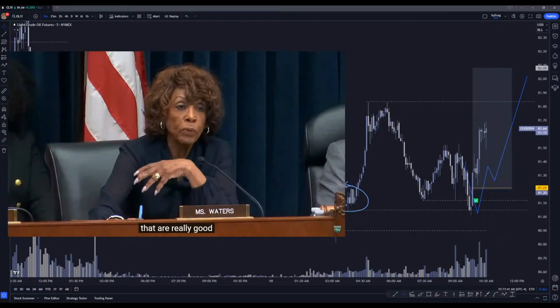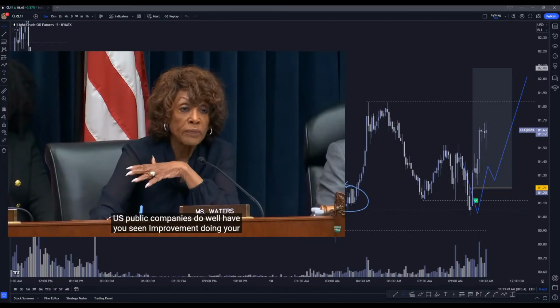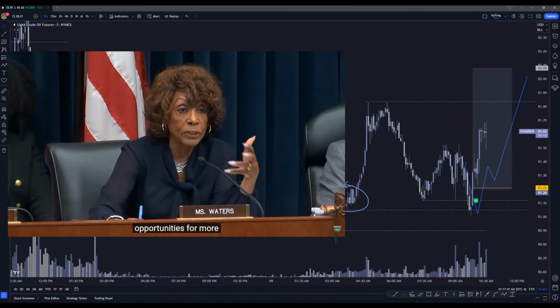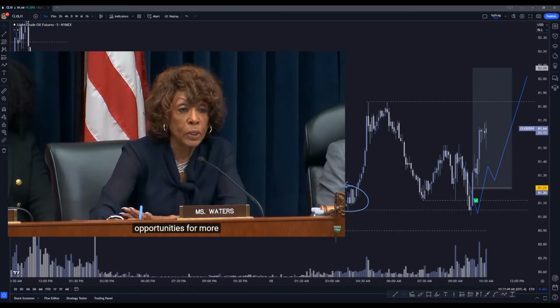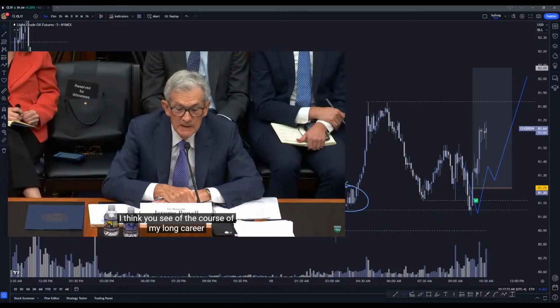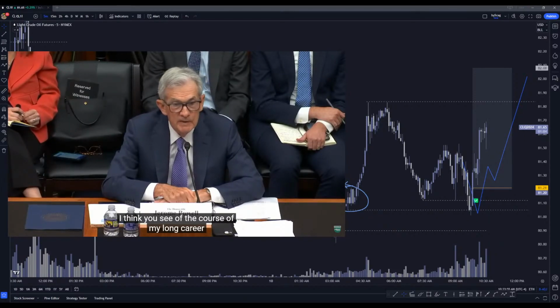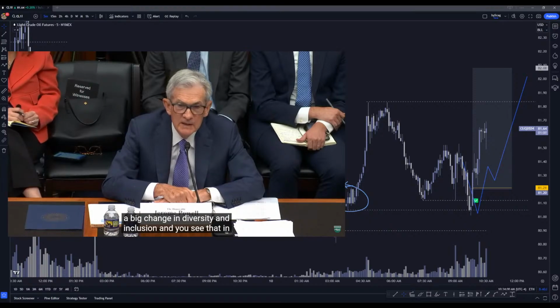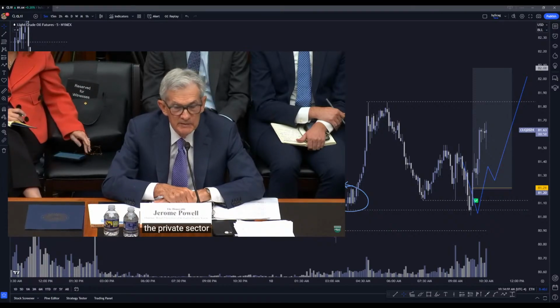Have you seen improvement during your tenure where diversity and inclusion has created opportunities for more jobs and helped to reduce the unemployment rate? Certainly, I think over the course of my long career, you see a big change in this, and you see that in the private sector and the public sector.